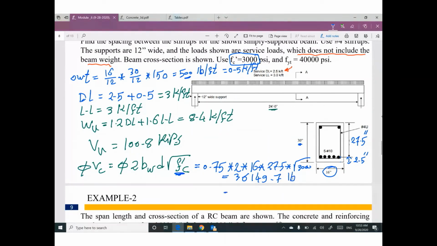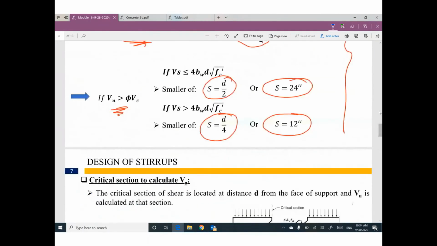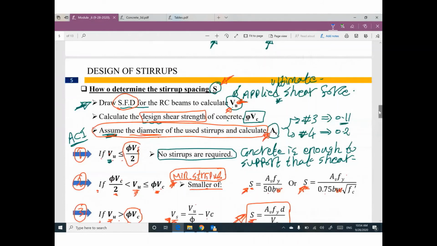Can you convert it to kip? Yeah, I will divide it by 1000. It will be 36.1 kip. Phi Vc is 36.1 kip. The value coming from this equation will be in pounds, so go ahead and divide it by 1000 to be in kip. I am done with this step. I calculated the design shear strength.